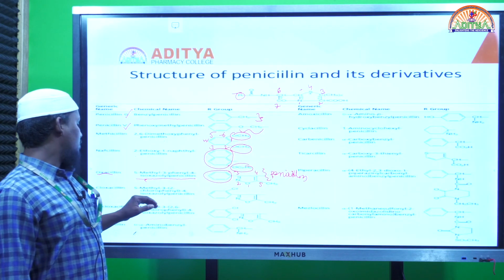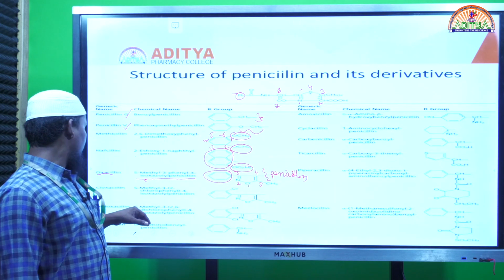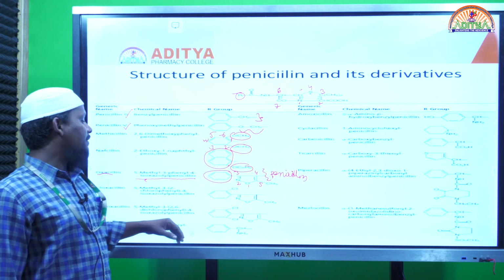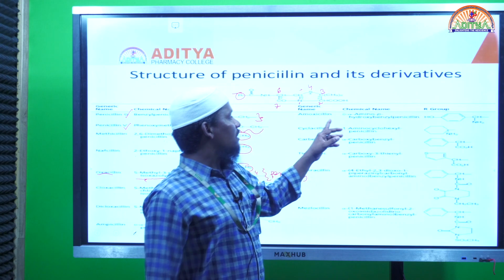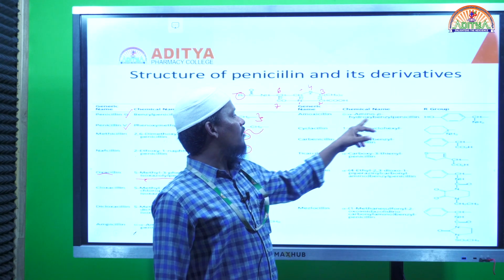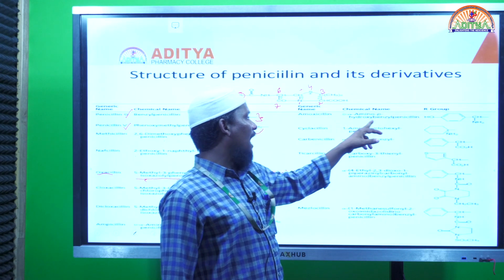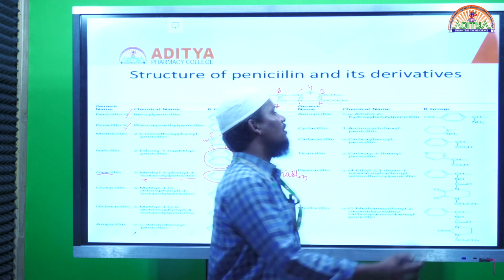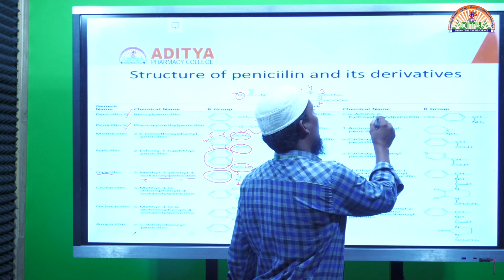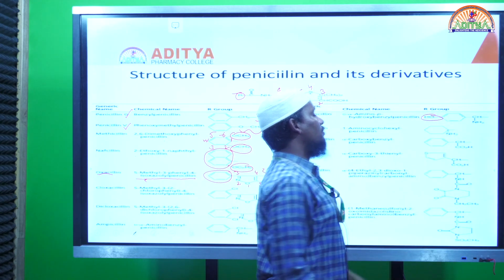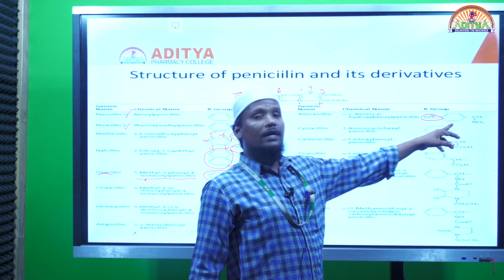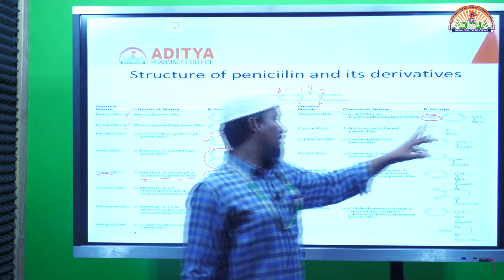Now this one is cloxacillin and dicloxacillin, ampicillin. There are various structures of that. Next one is amoxicillin. In amoxicillin, the D-alpha-amino-p-hydroxybenzyl penicillin. So this is the D-amino parahydroxy, and this is the para position where the hydroxy functional group is there, parahydroxy, and this one is benzyl penicillin.